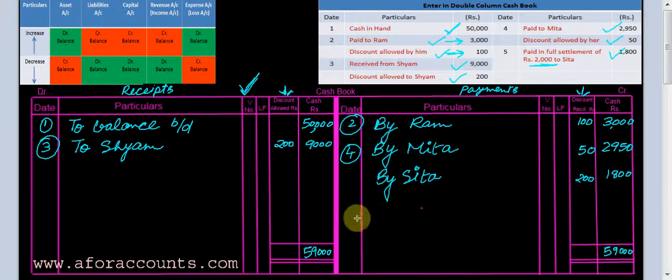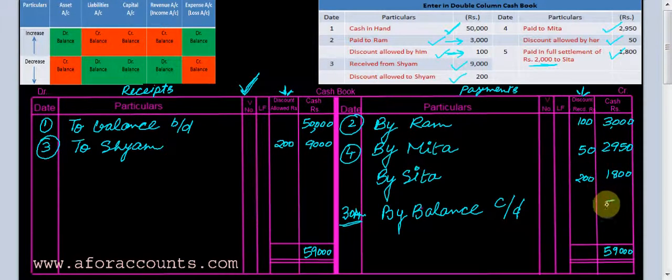So if this month is April, say at the end of the month, say 30th April, you will write by balance carried down, and the difference of 59,000 minus 3000, 2950 and 1800 amounts to 51,250. Okay, so this tallies.